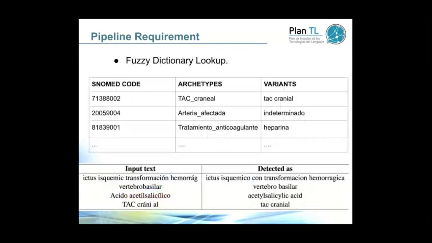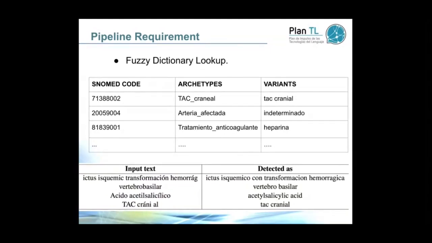Another one is the fuzzy dictionary lookup that you can see here. We have three columns. The first one is the SNOMED code, the second is the archetypes, the type we want to use, and also the variants of the information.